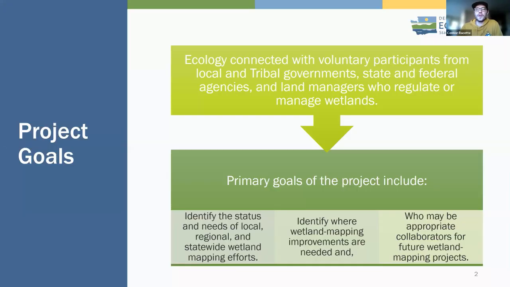So, Ecology connected with voluntary participants from local and tribal governments, state and federal agencies, and other land managers that regulate or manage wetlands. The primary goal of this project was to identify the status and needs of local, regional, and statewide wetland mapping efforts, identify where wetland mapping improvements are needed, and to facilitate communication between users of wetland data, and therefore, in turn, identify potential collaborators for future wetland mapping projects.